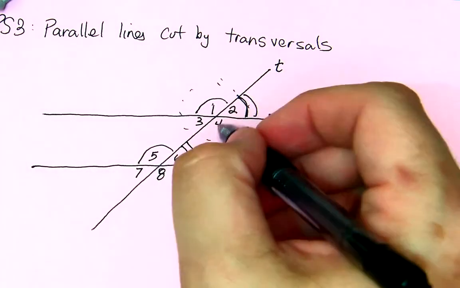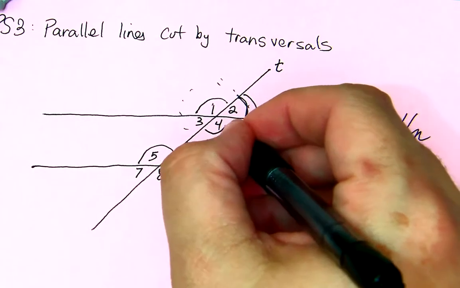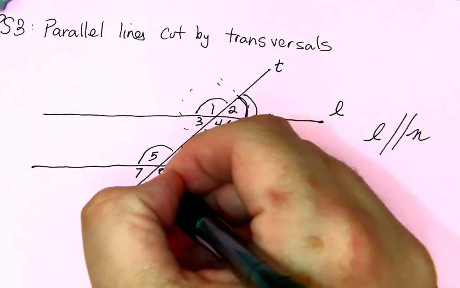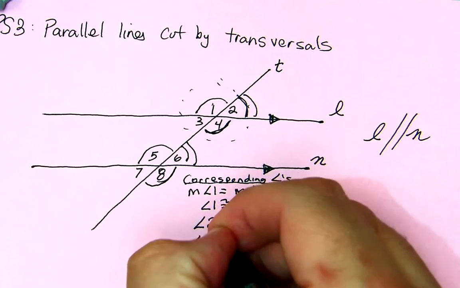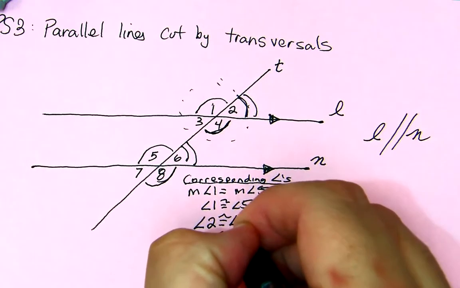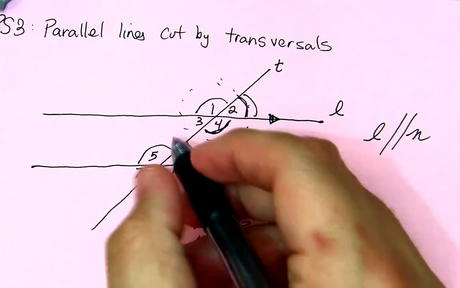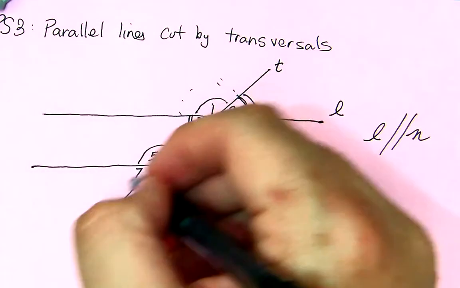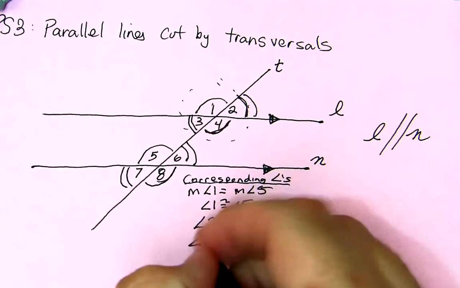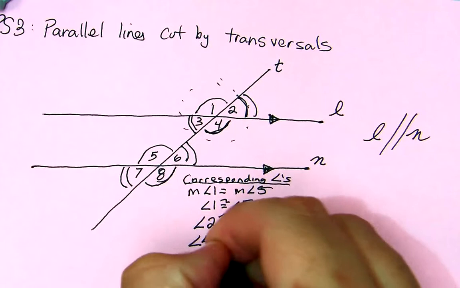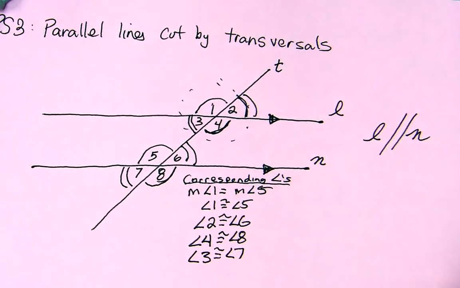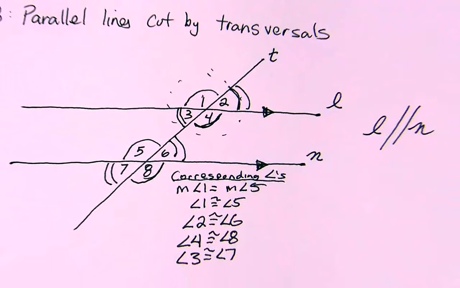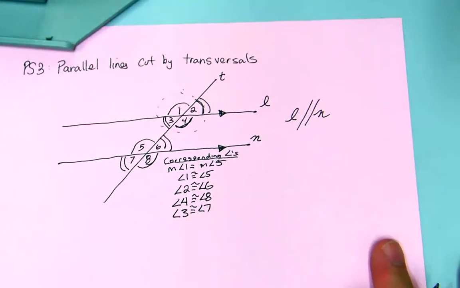Now, through vertical angles, angle 1 is congruent to angle 4. And angle 4 is corresponding with angle 8, so angle 4 is congruent to angle 8. And with the same rationale, angle 3 is congruent to angle 7 because they're corresponding. Now, there are some other pairs of angles. Let me zoom out a little bit so I have more space to work.